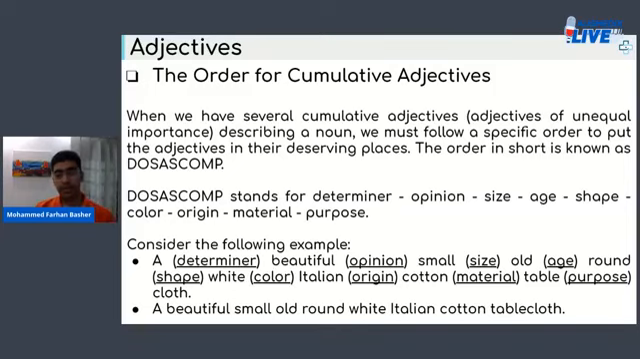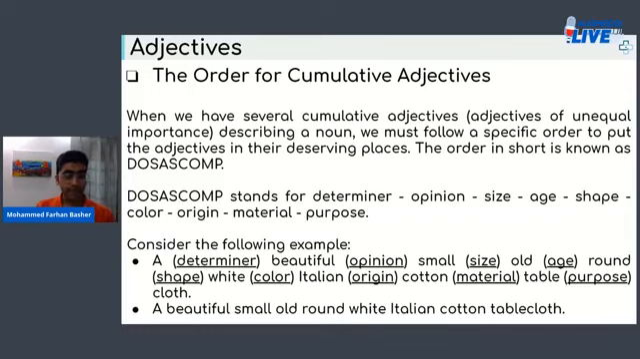Okay, so you need to go about in this particular order when you have several adjectives before a noun, which are defining that noun. So, for example, consider the example given here. A beautiful, small, old, round, white Italian cotton tablecloth. You see this? Okay.